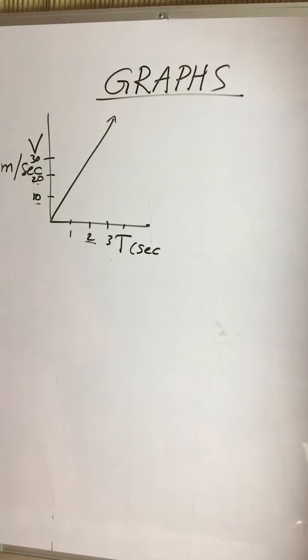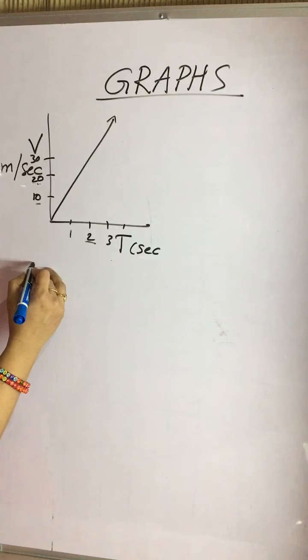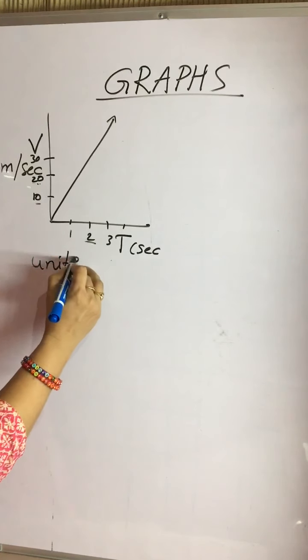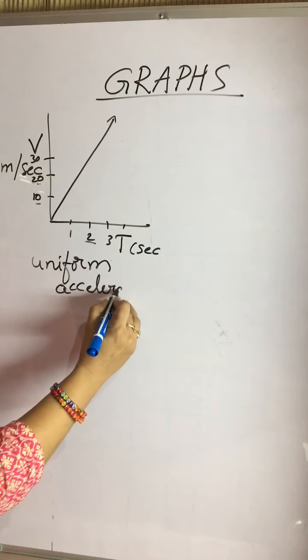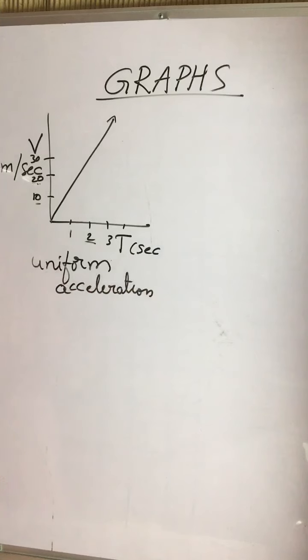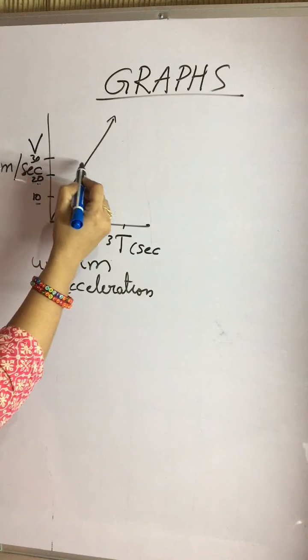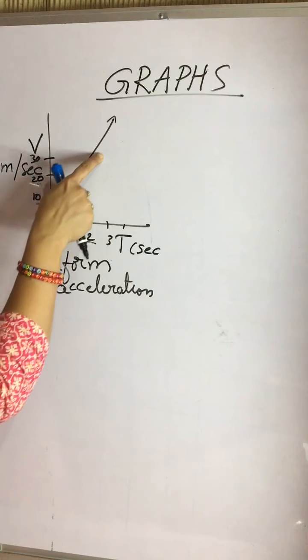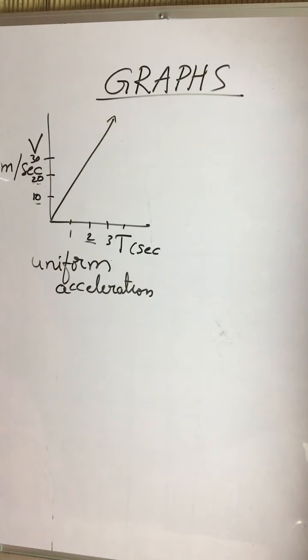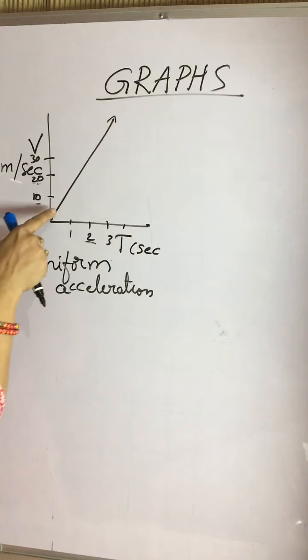Then how can you read the graph? You cannot say uniform motion. What should I write here? How to read this graph? Here, uniform acceleration. This graph shows uniform acceleration. That means the speed is not the same. The velocity is increasing as the time passes, but it is increasing in a regular fashion. See, increasing in a regular pattern.